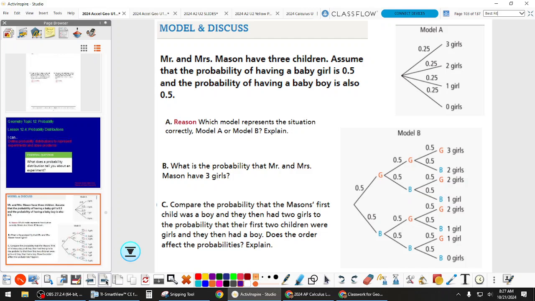Okay, what do you think? He says A, I heard B. Any other votes? B, B.